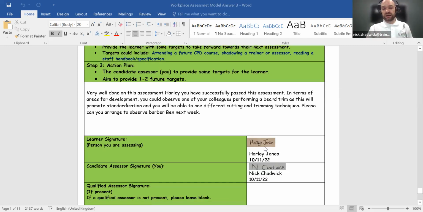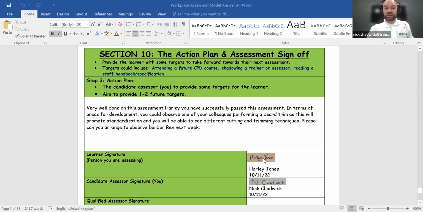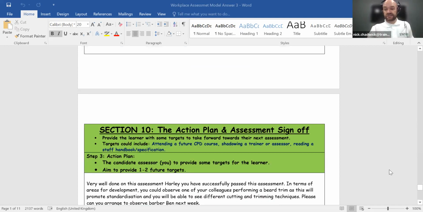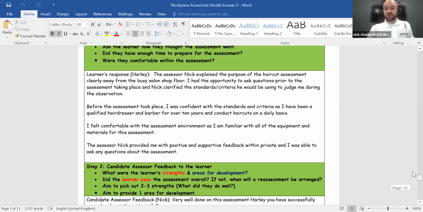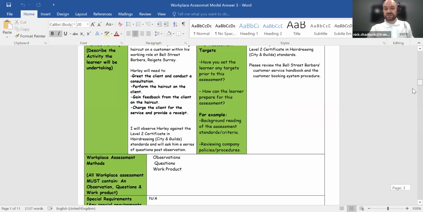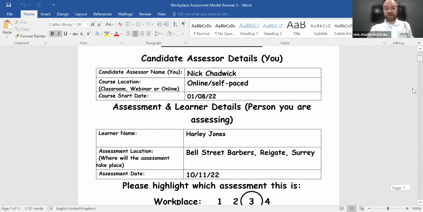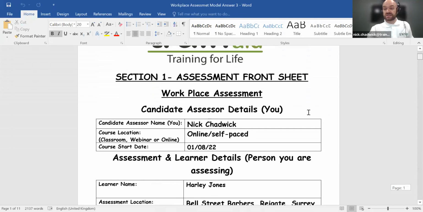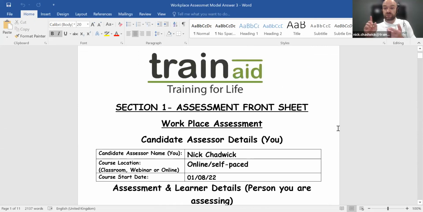We also require for the learner to sign and date the assessment as the final part of the assessment, and also you will need to sign and date the assessment here as a candidate assessor. Now, those are our 10 stages for our workplace assessments. Okay, so obviously this is workplace assessment number 3.